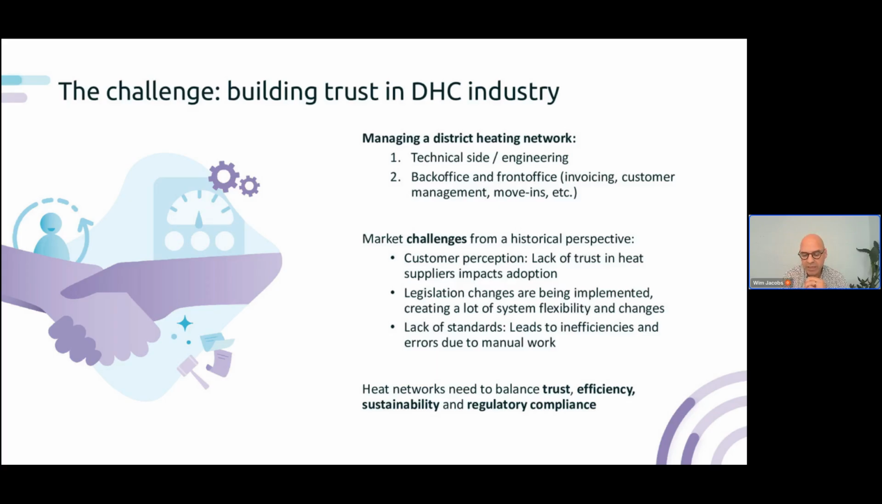Last, which I found even more important, is how can we standardize more? Because if we can standardize more altogether, we will tackle inefficiencies and errors due to more manual work or system gaps. So basically, how can we find this balance between trust, efficiency, sustainability, and regulatory compliance?